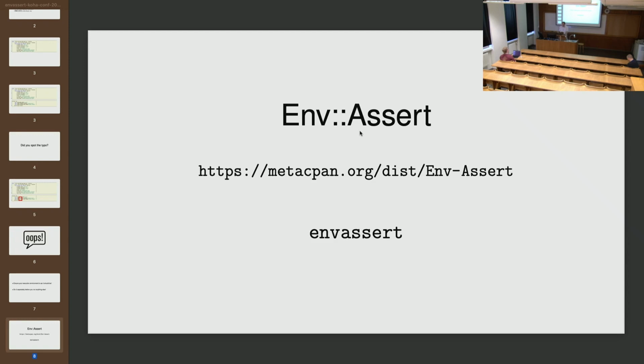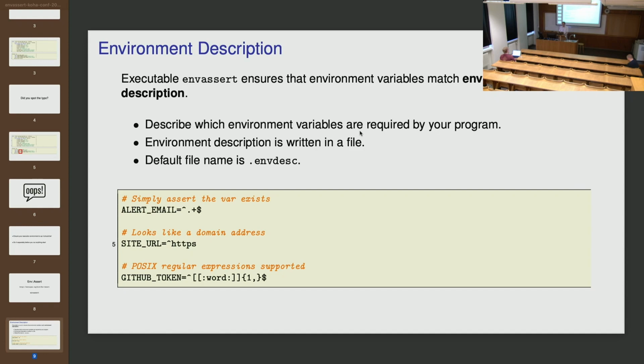So, Assert, a module and a package, and an executable called Assert, available in CPAN. The executable Assert, which is being run at the beginning of a Docker run, ensures that the environment variables match an environment description. The environment description is essentially a file, and it describes which environment variables are required by the program. The default file name is .enddesk, and here's an example.